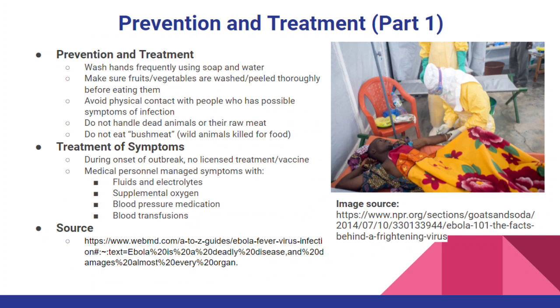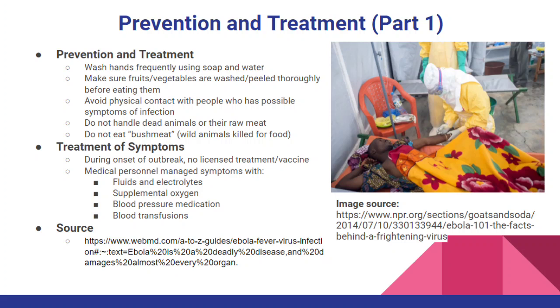Now for prevention and treatment. In order to prevent possibly contracting and spreading Ebola, this is what can be done. Washing your hands frequently using soap and water. Make sure that fruits and vegetables are washed and peeled thoroughly before eating them. This is to ensure that any blood or bodily fluids containing Ebola are eradicated.